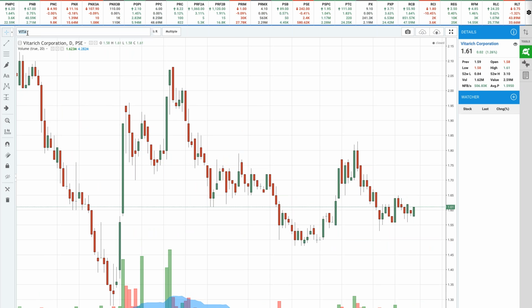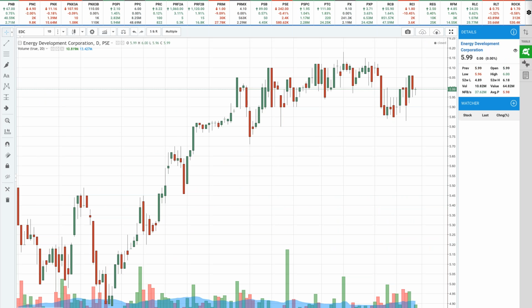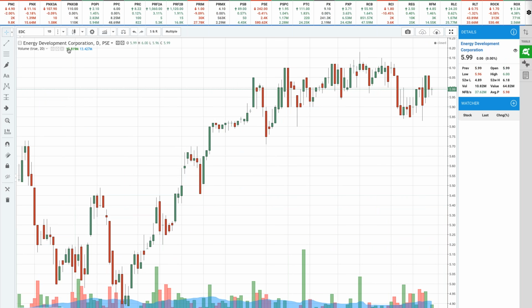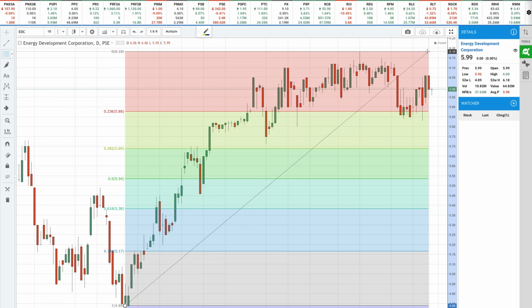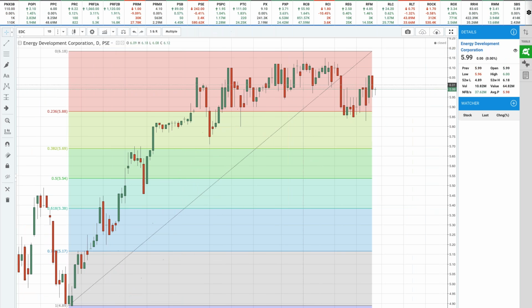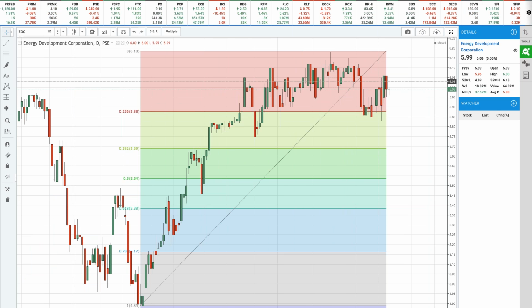No, let's go for a weekly trending stock first. EDC. Is this a weak retracement or is this also a shallow retracement? The problem with this is it's taking too long compared to other securities. So you know this is going to do a strong upward trend, but this is a security that's taking very long to consolidate.